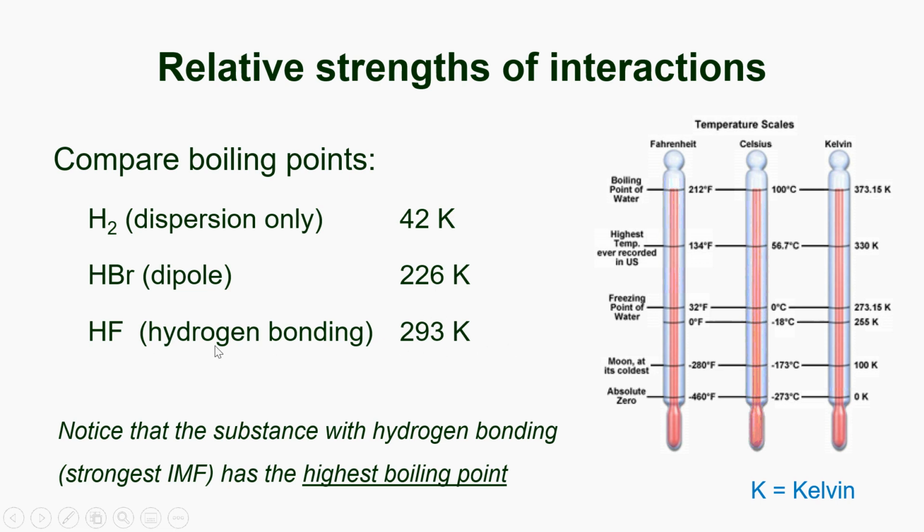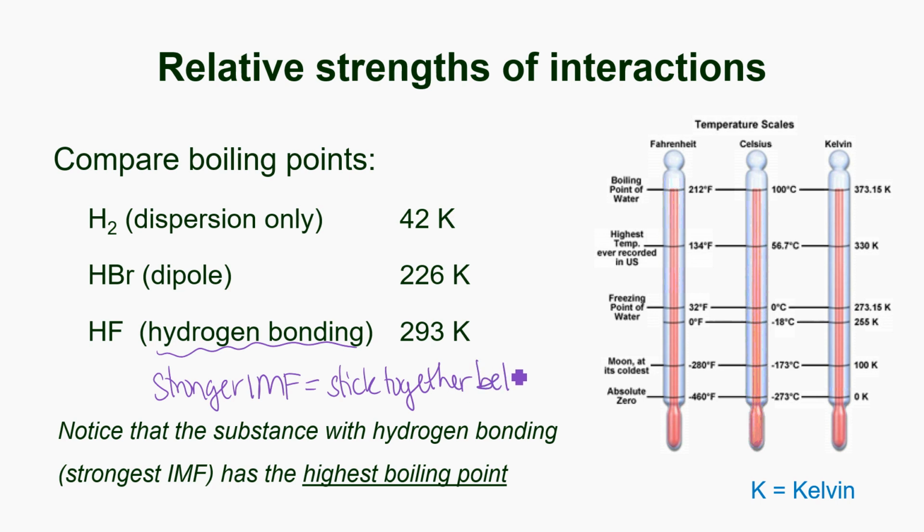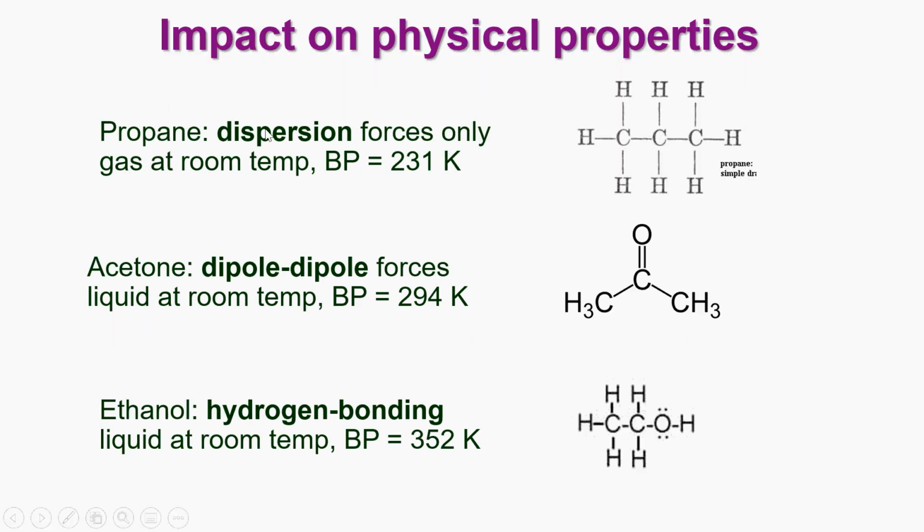So what we're noticing here is that when you have a stronger IMF, the molecules are going to stick together better. Those HF molecules are more attracted to each other than those H2 molecules are. So HF has a much higher boiling point, and H2 has the lowest boiling point. So that's one example. Here's another example, propane versus acetone versus ethanol.